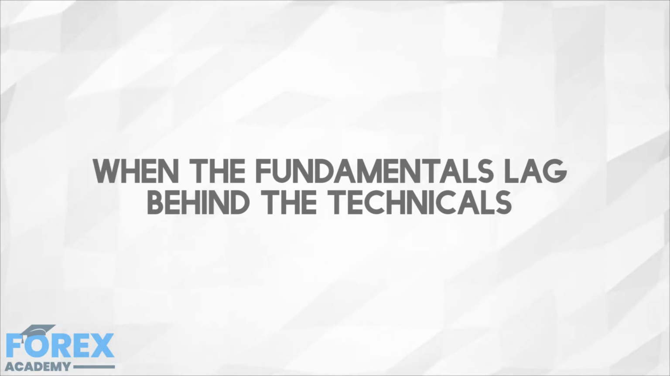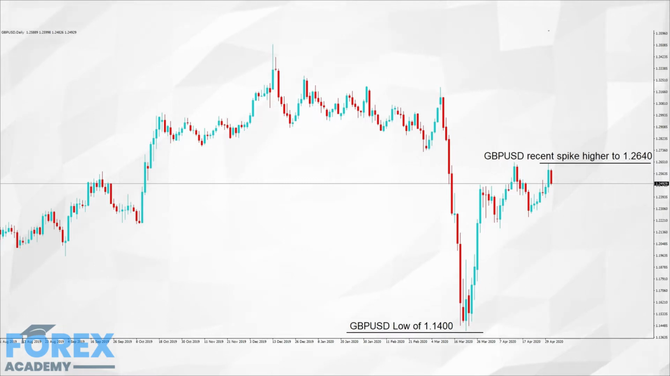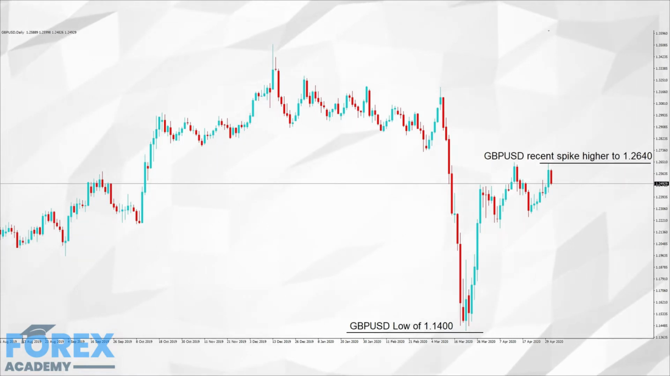After all, many indices have been rallying while the world's economies have ground to a halt, and the volatility has also spilled over into the currency market. At the end of March 2020, we saw huge moves in currency pairs, including a spike in cable, which only a few short weeks ago was trading at 1.14, and yet has recently spiked up to 1.2640. The fundamentals for the British economy do not support this huge increase in the value of the pound.